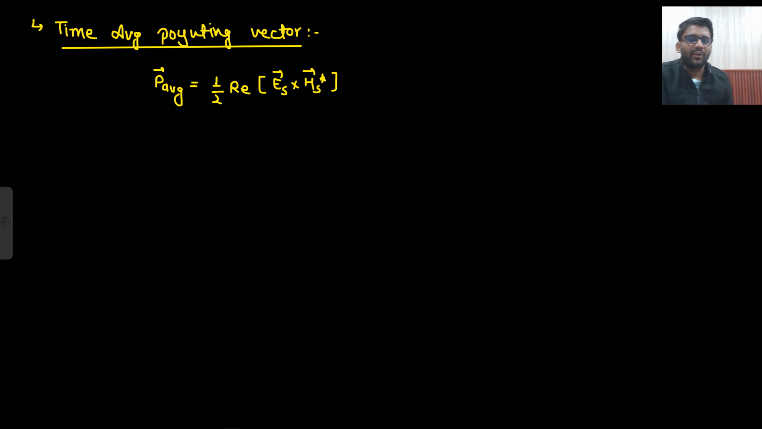So what is our time average Poynting vector and why are we writing it? Because what do we need to find? We need to find P radiated. And if we need to find P radiated, then what do we need? P average dot dS. So that's why we are writing it.